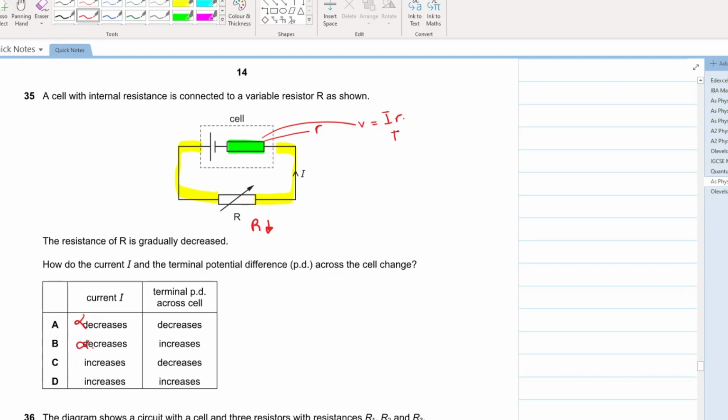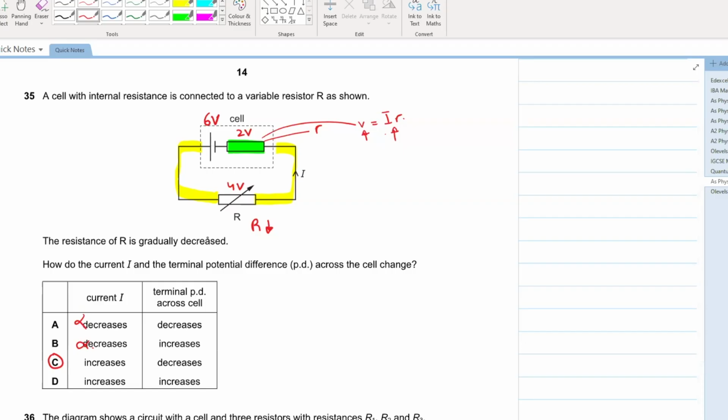If your current increases, what will happen? The voltage across the internal resistance will increase. If the voltage across the internal resistance increases, the terminal potential difference decreases. C is your answer. Now I know this will not be clear, so let's put in some numerical values here. Let's say this is 6 volts. Initially, let's say 2 volts were being provided to the cell. 4 volts were being provided to this external resistor. 4 volts is your terminal potential difference.